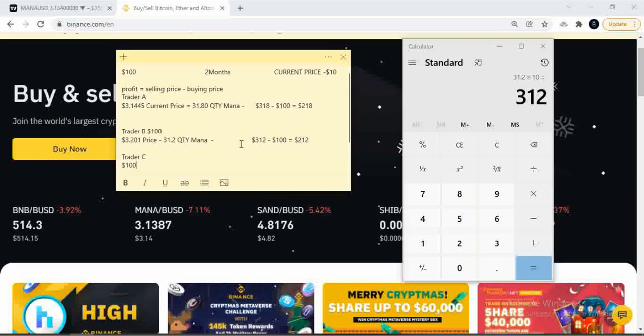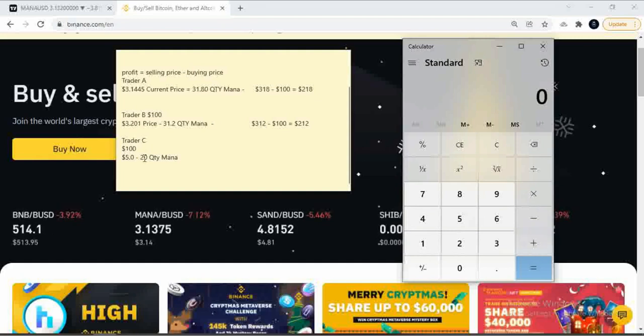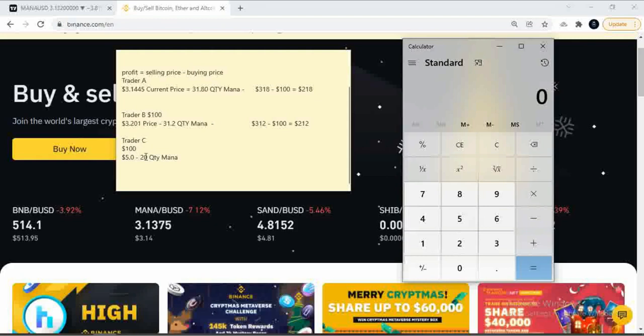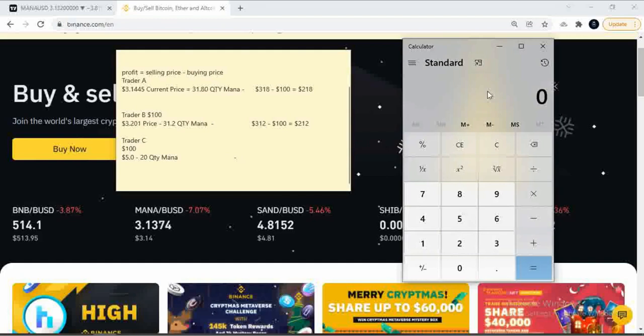Let's look at trader 3, or trader C. He bought 20 pieces, or quantity, of mana at 5.0, and now the price is trading at $10. Let's see what he will be able to make. He will be able to make that quantity, which is 20, because he bought at a higher price.